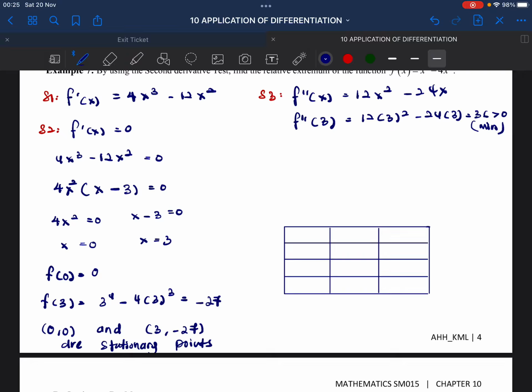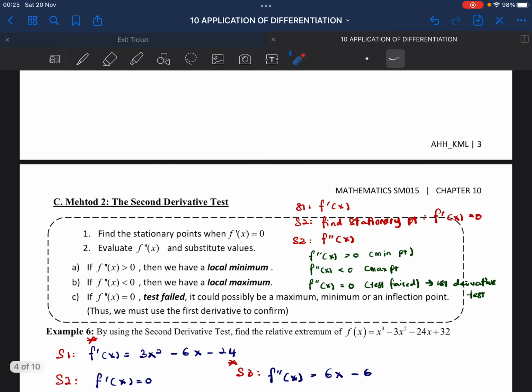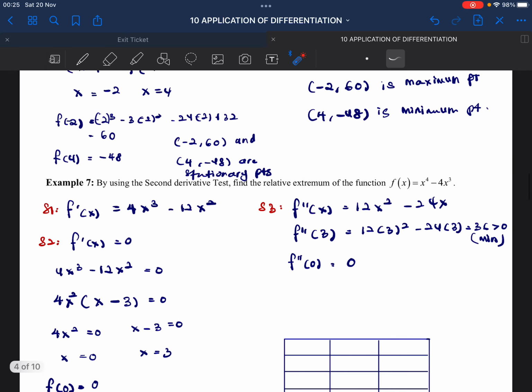Okay, how about if we substitute 0? Obviously, kalau kita substitutekan 0 dekat dalam ni, you will get 0. Okay, you will get 0. So therefore, okay, balik semula kepada apa yang saya dah conclude kat sini. If you have your second derivative equals to 0, your test failed. Okay, your second derivative test failed. Therefore, we have to go back to our first derivative test. So here we know that our test failed.